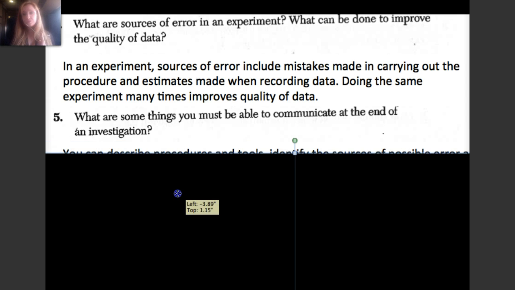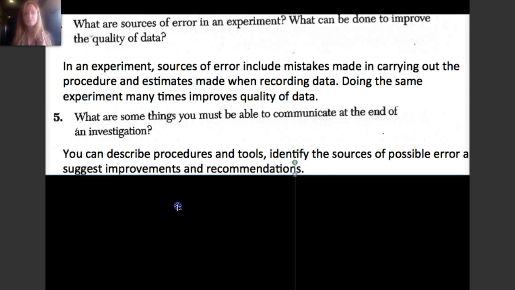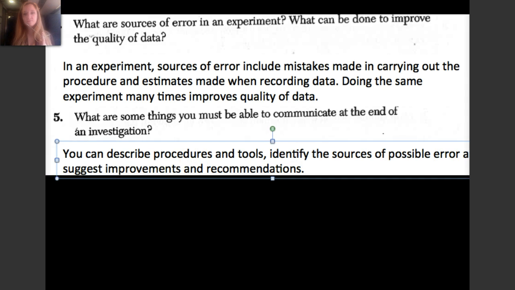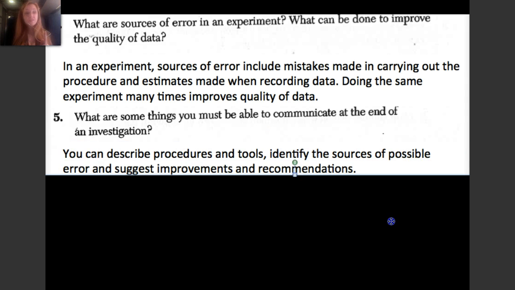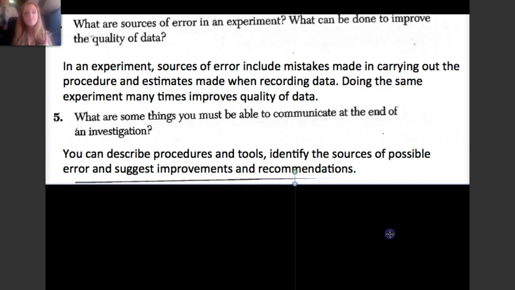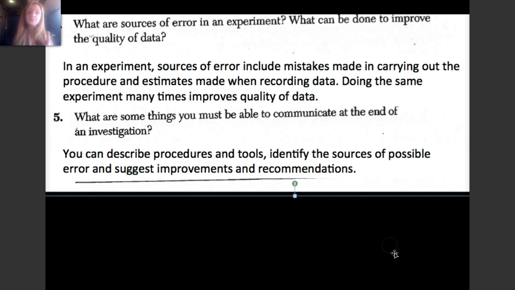So beyond conclusion and, did it support or not support your hypothesis, you can describe procedures and tools, how it went about, so that way we can replicate it, identify a source of possible error, so think about why there might have been some mistakes made, and then you should always make some suggestions for improvement, like how you can make the experiment better.